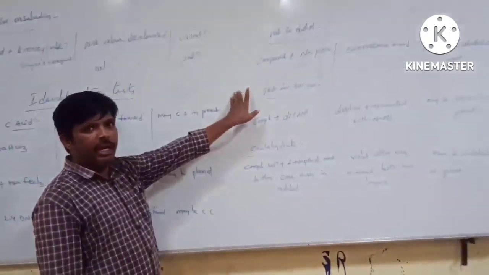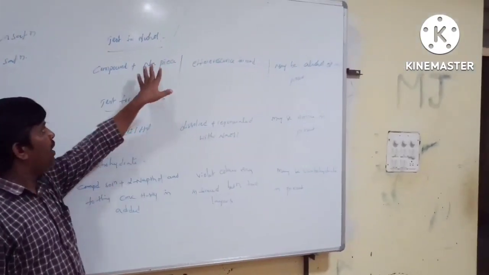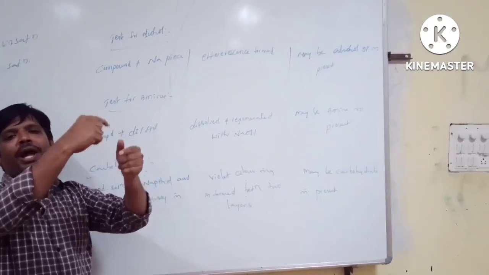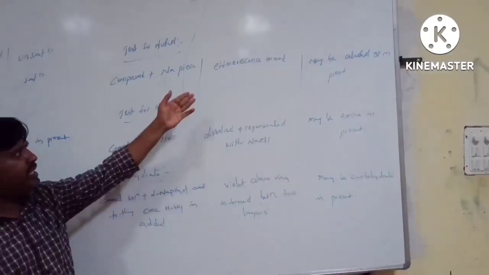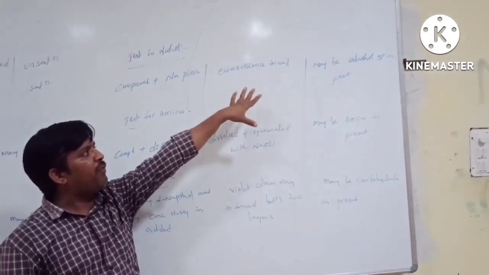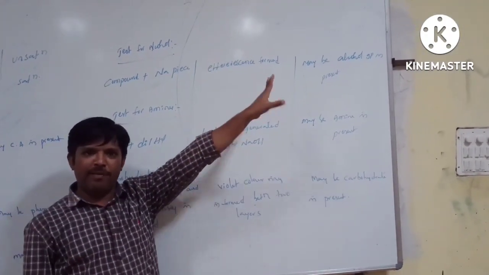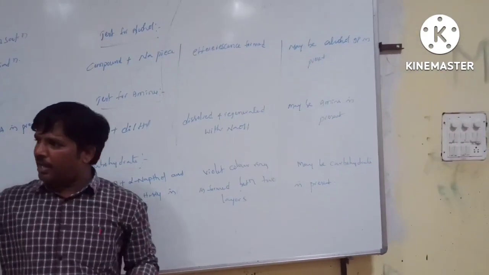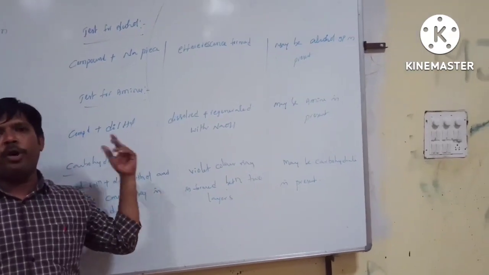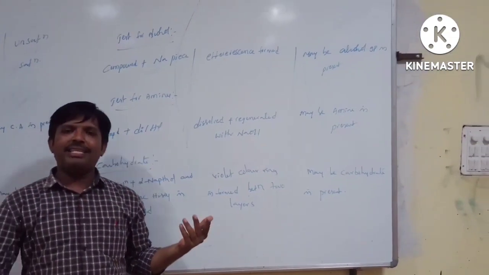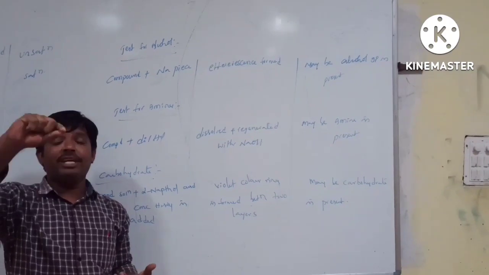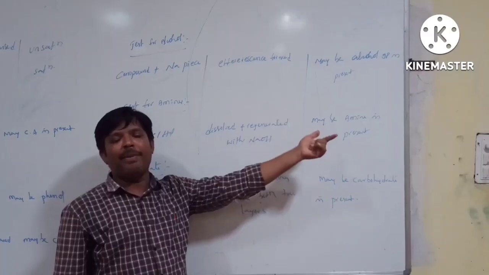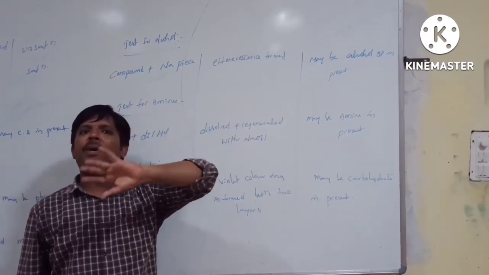Then we go for the test for alcohol. First of all, you have to take a sodium piece in the test tube, and add the given compound. If effervescence is obtained, maybe alcohol is present. Effervescence means alcohol. Test for amines: we already did solubility. When the compound is added to dilute HCl, it is soluble in dilute HCl and regenerated with sodium hydroxide. That is the test for amine. If regenerated, amine is present; if not regenerated, amine is absent.